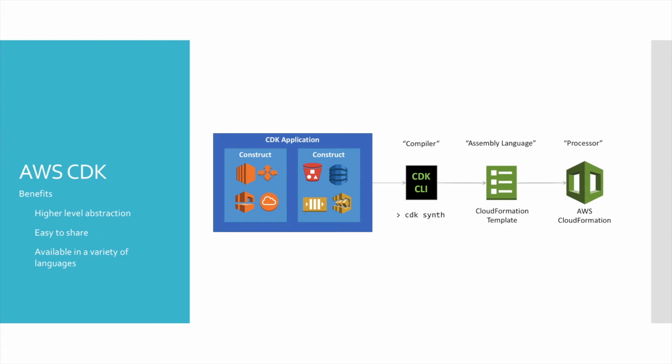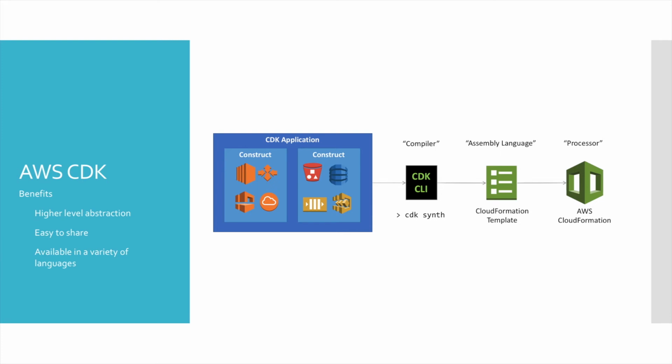AWS CDK is a real code environment. It provides an integrated method for you to maintain the code and infrastructure. Besides the benefits of CloudFormation, it also provides a higher level of abstraction, and CDK is easy to share. The good thing is that it's available in a variety of languages, including TypeScript, Java, Python, etc. You can use your preferred language to write such CDK infrastructure.